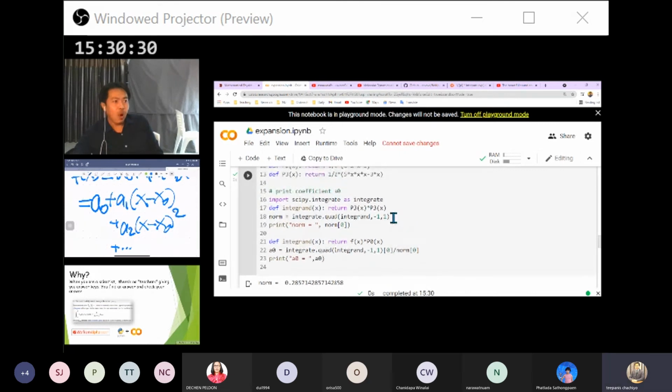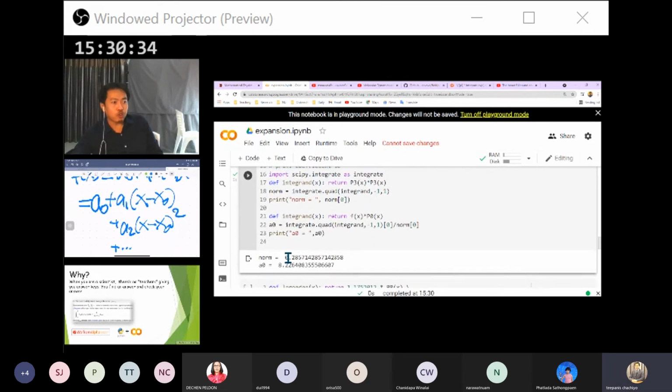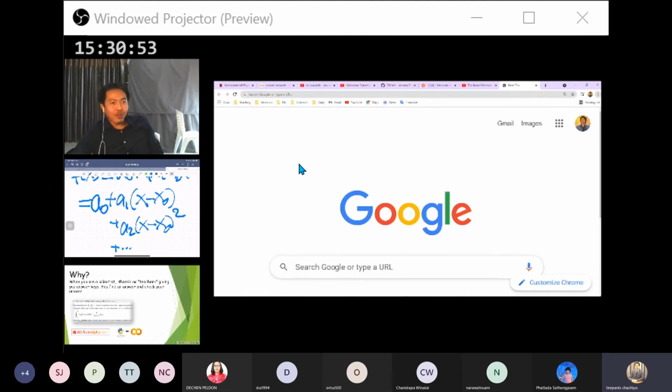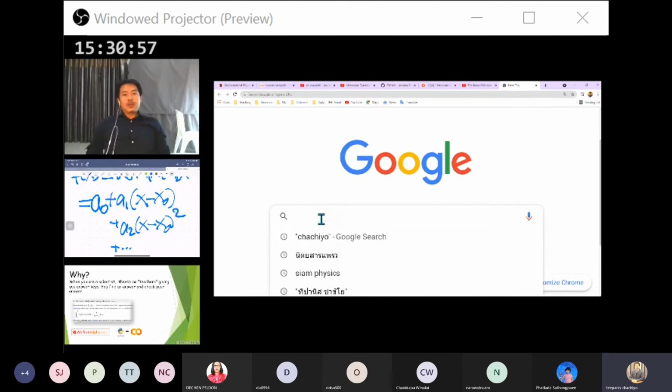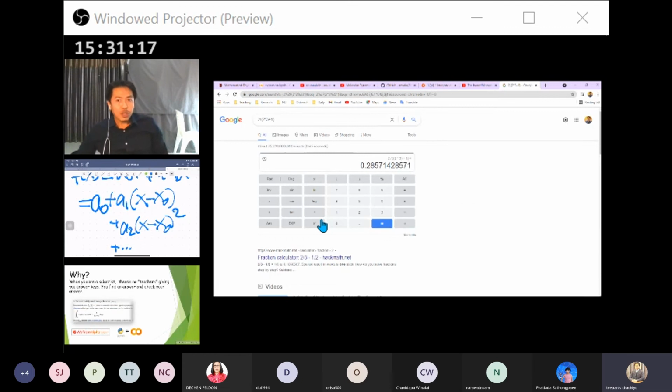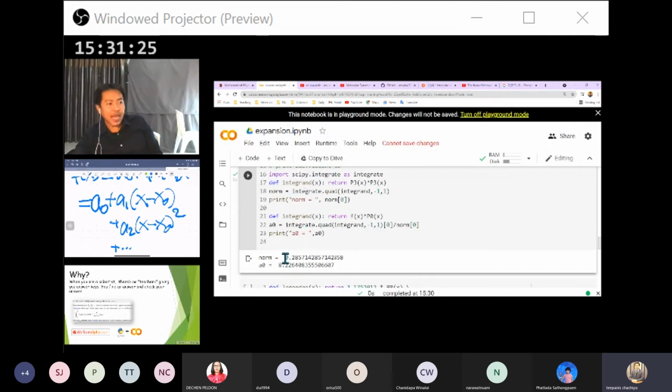I check the answer. The norm, or the integration in this case, is 0.2851, and you can always check that with Wikipedia's formula. If anybody remembers the formula, I can check that in Google. What was the formula for integration of P3? I believe it was 2 divided by 2n plus 1, where 2n plus 1 is 2 times 3 plus 1. Enter. 0.2857. Very good. So if I go back to my Google Colab, I get the exact answer over here.